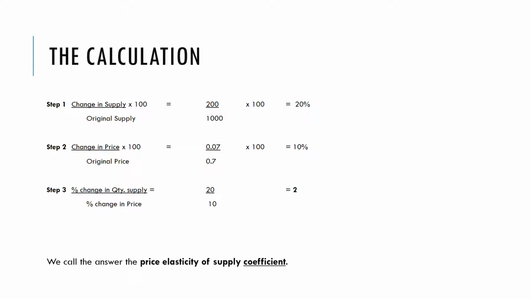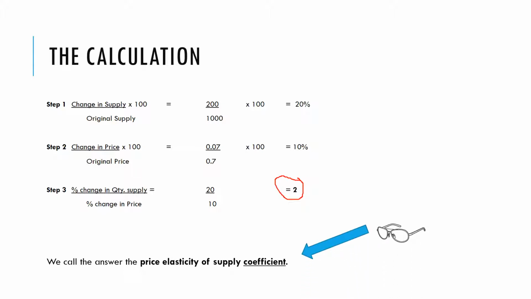And we call this the price elasticity of supply coefficient. And we would expect here to get a positive number, whereas for PED, we would expect a negative number. Why is that? Because as price rises, we would expect supply or willingness to supply to increase as well. So we're going to get a positive coefficient.